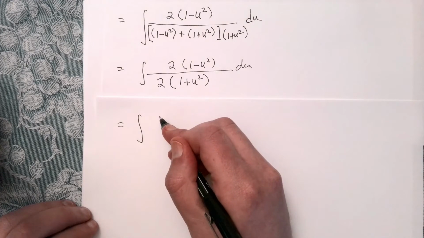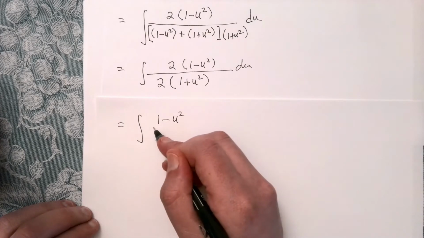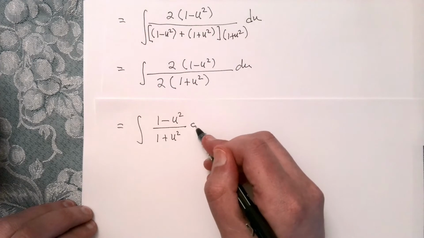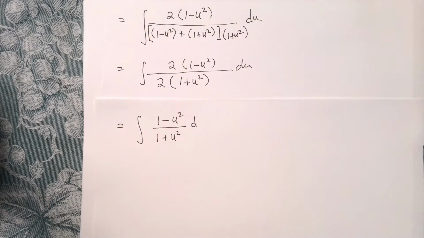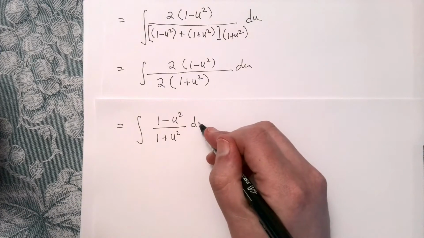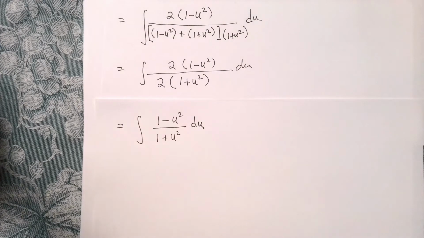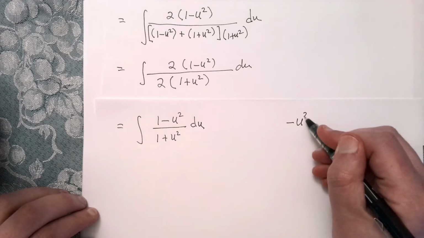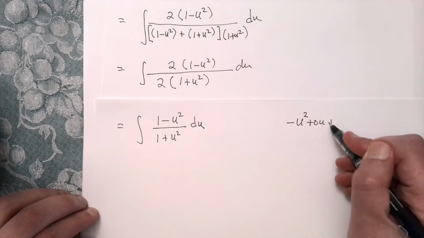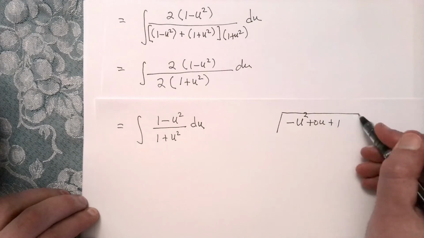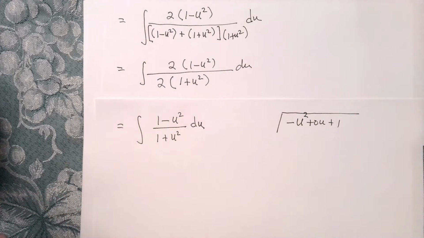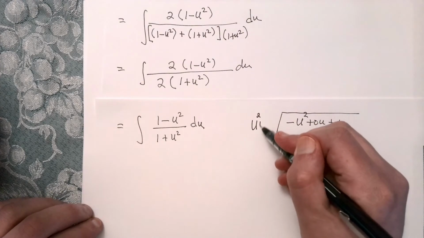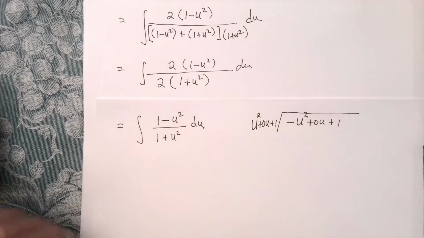So I've got 1 minus u squared here. I've got 1 plus u squared here. And again, since the degree of the numerator matches the degree of the denominator, we'll proceed by long division. So I'm going to write the numerator like this: negative u squared plus 0u plus 1. And that's being divided by the denominator. Okay, so I'm going to write u squared plus 0u plus 1.